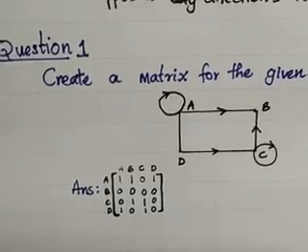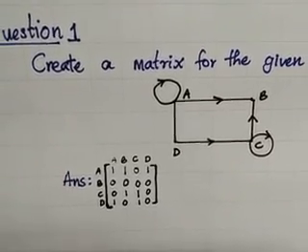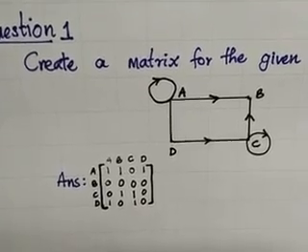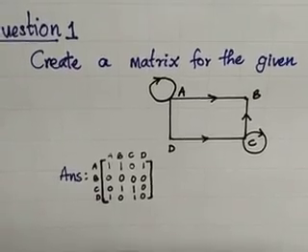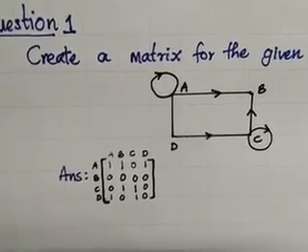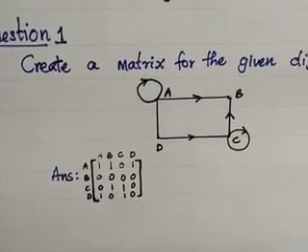So this is how to make an adjacency matrix for a given digraph. Okay, now you try one. I'll give you one example for you.